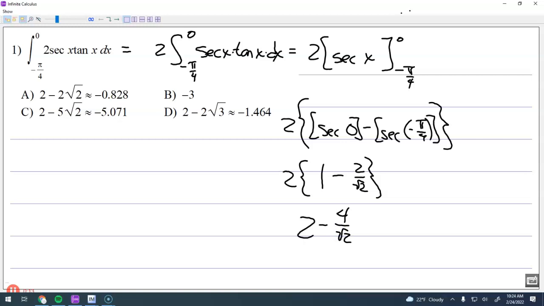I'm pretty sure it's A at this point. Because there's no 5 anywhere, really. I can't make a 5 out of 2s and 4s. There's no 3. That seems a little bit too simple. So I'm pretty sure it's A. Let's make sure we know how to get there.